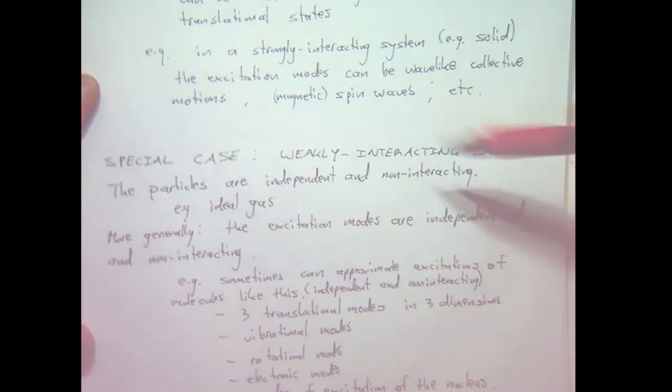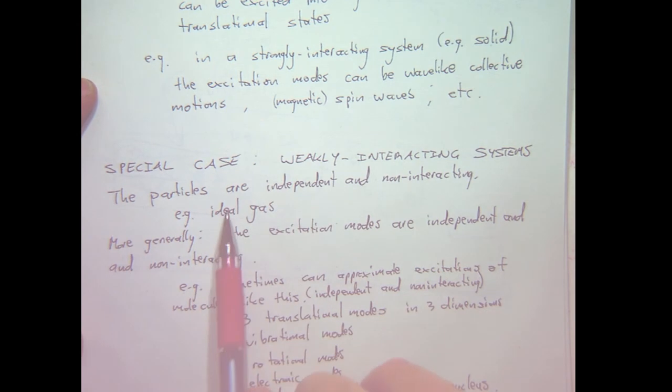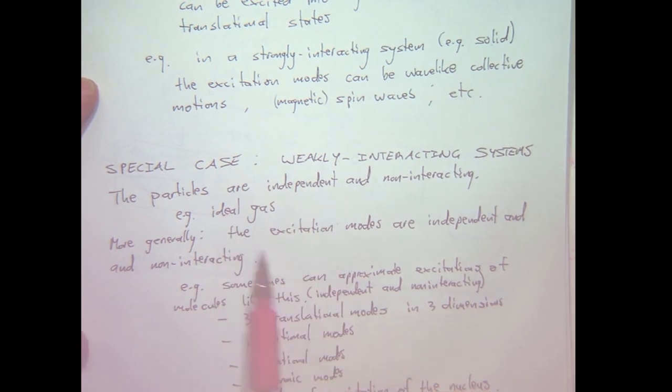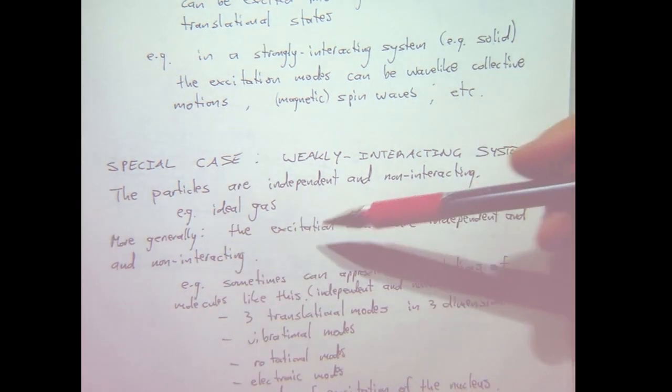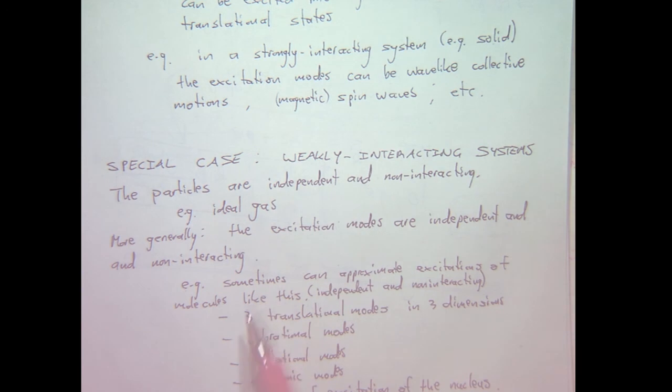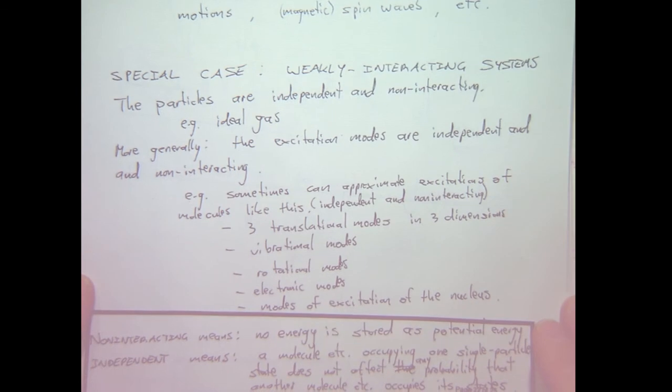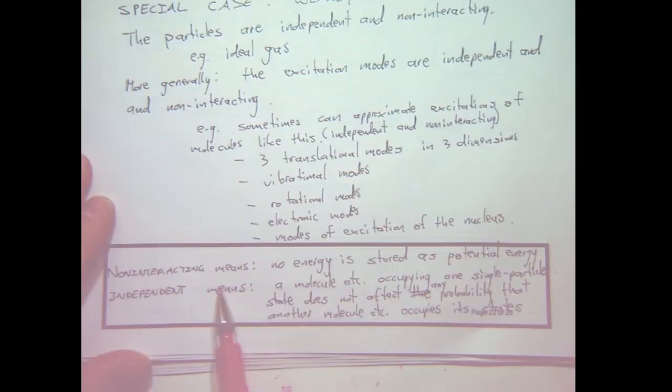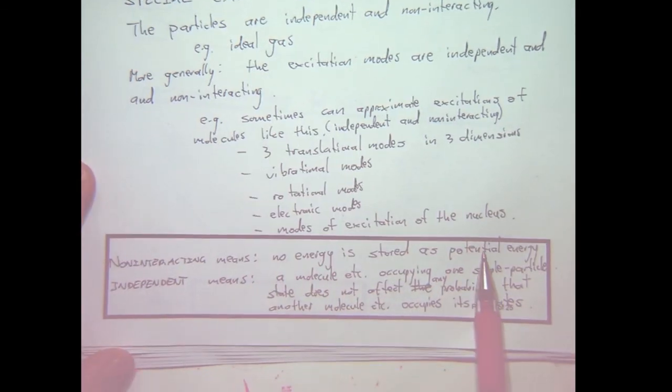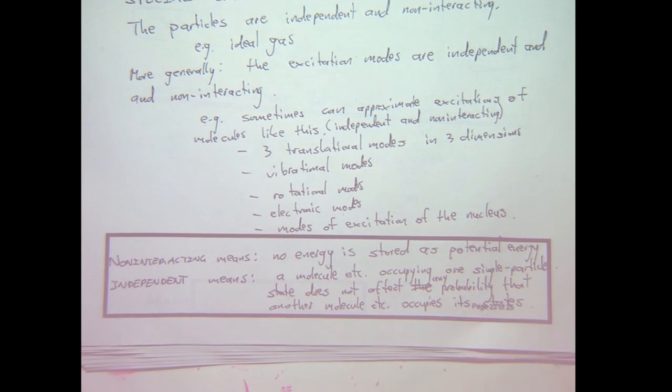So this is a special case of weakly interacting systems, where the particles are independent and non-interacting. The ideal gas is a standard example. But more generally, excitation modes in a crystal, for example, normal modes, are independent and non-interacting. Non-interacting means no energy is stored as potential energy. So an ideal gas means no energy is stored as potential energy between them.